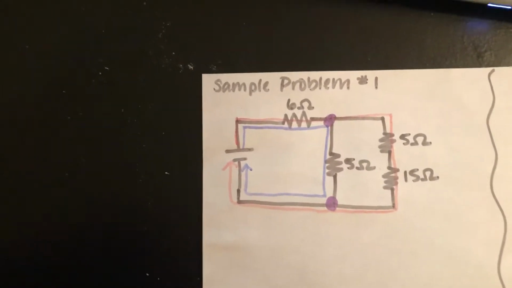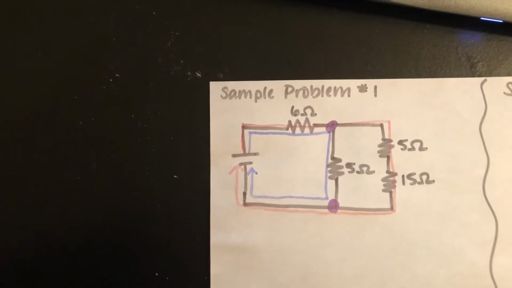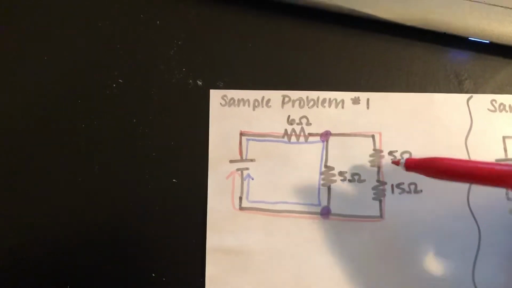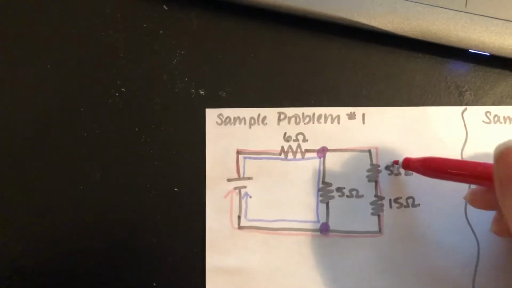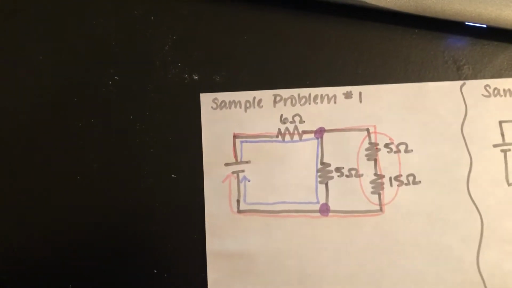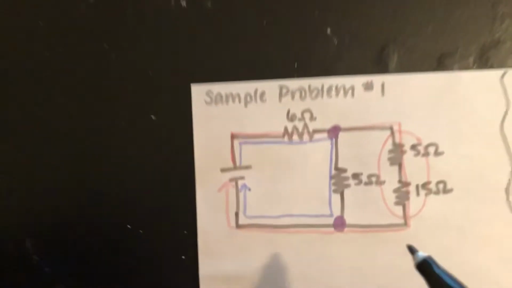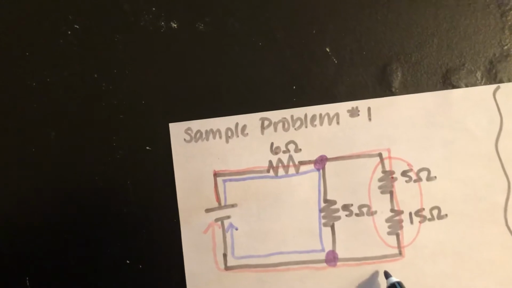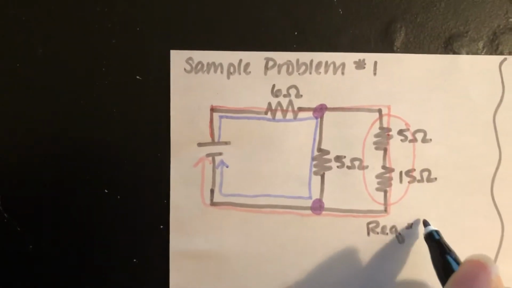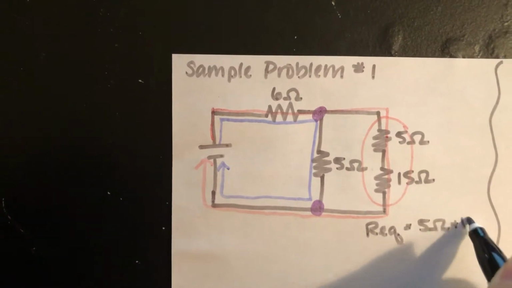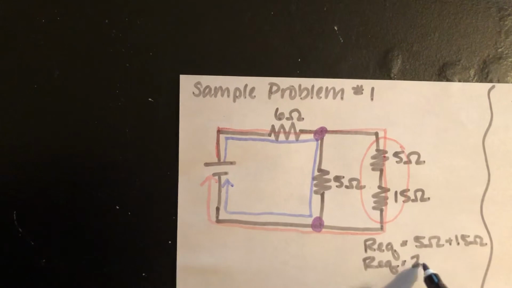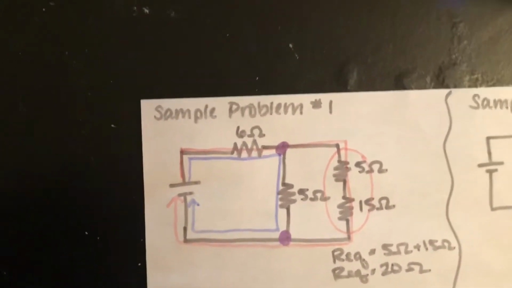But the good news is that I already know the connection between these 2. They all have the exact same current going through them. These 2 resistors are in series. So I'm going to start by combining those 2 resistors in series. And to find the equivalent resistance of 2 resistors in series, all I have to do is just add them together. Okay, so that means the equivalent resistance of those 2 resistors is 20 ohms.